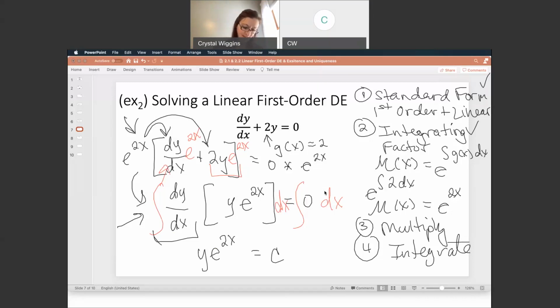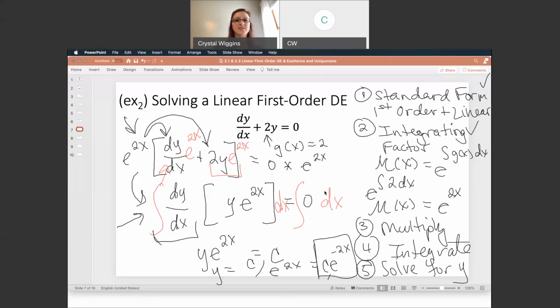And then lastly, step 5 is to solve for y. And so when we do that, we get y is equal to c over e to the 2x, or you can write this as c e to the negative 2x. Either one will work. This is called a general solution.